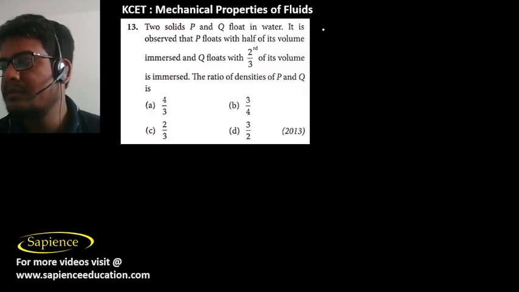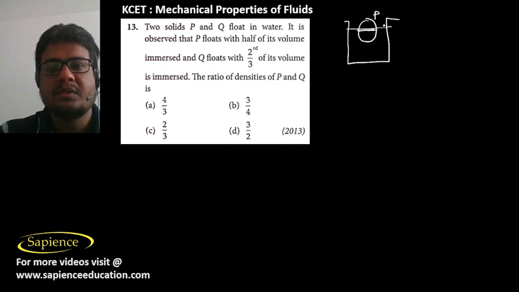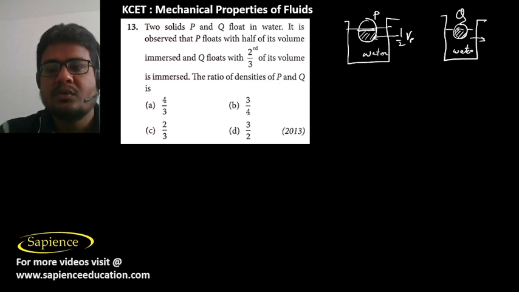Then here it is told that two solids P and Q float in water. It is observed that P floats with half its volume inside the water. And solid Q floats with two-thirds of its volume immersed. So this is Q, and two-thirds of its volume will be inside water.